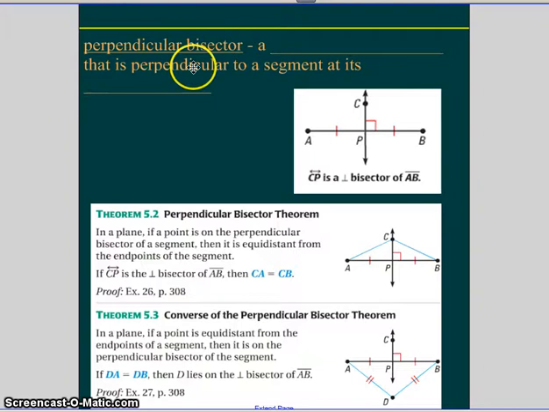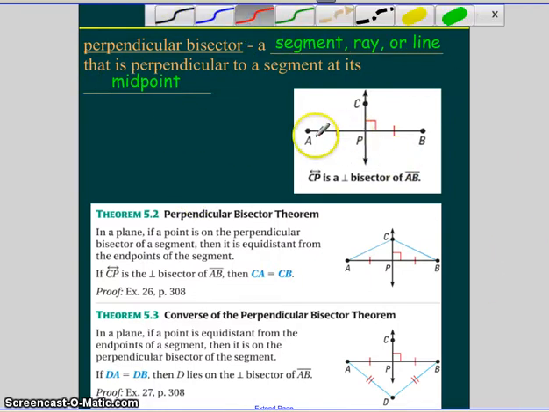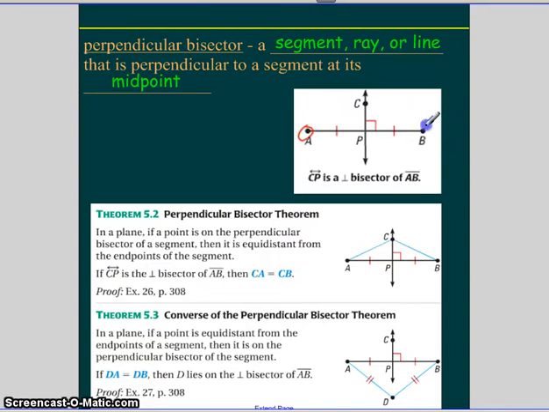Alright, let's get to rolling on this. A perpendicular bisector is a segment, ray, or line that is perpendicular to a segment at its midpoint. So we've got a drawing that goes along with that. Notice that the endpoints are A and B, so P must be the midpoint. It cuts it in half, creating two congruent segments, AP and BP. And the angle formed for perpendicular would be a right angle. So this would be the perpendicular bisector of segment AB.